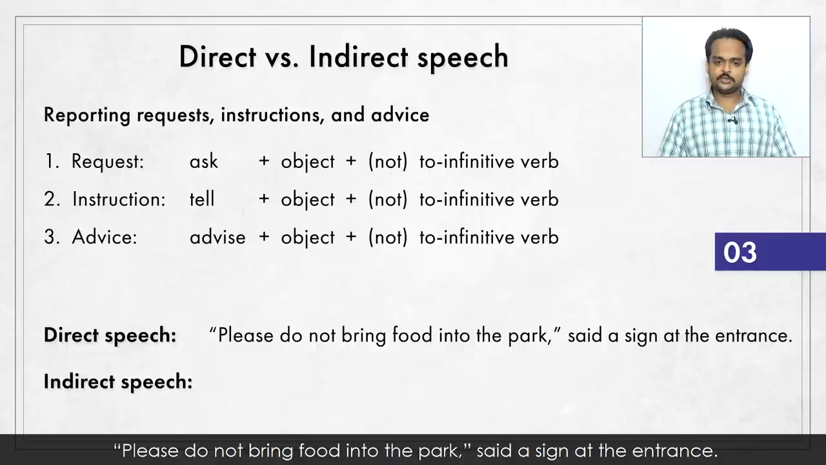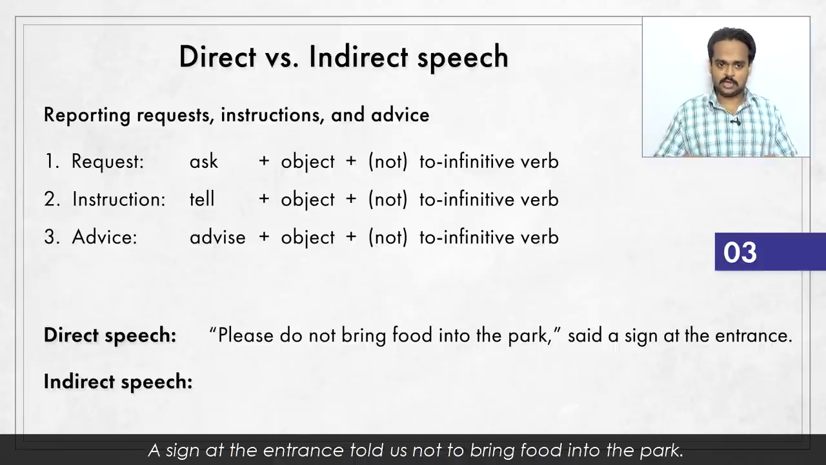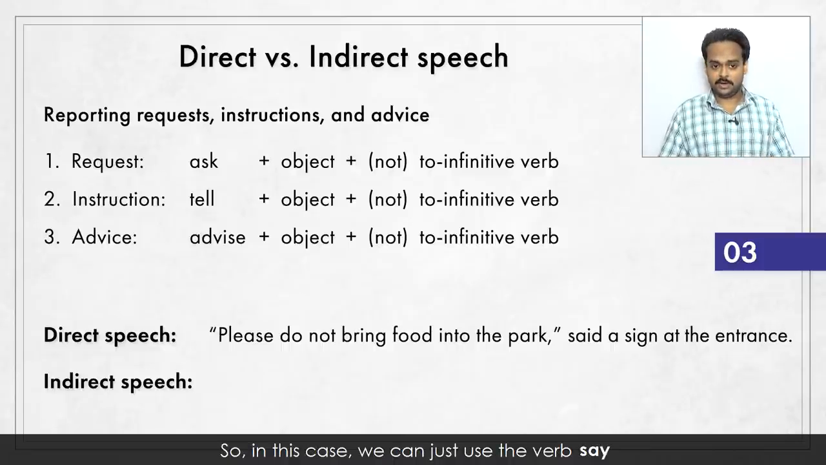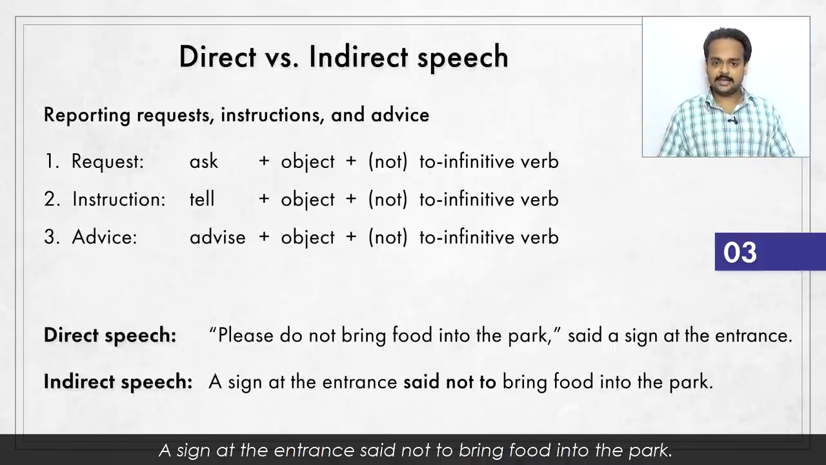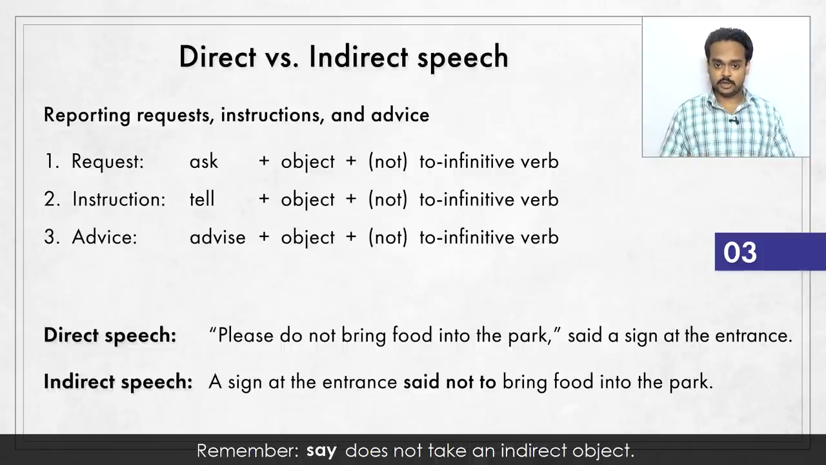Next one. "Please do not bring food into the park," said a sign at the entrance. How would you change it? This is an instruction, and we can say a sign at the entrance told us not to bring food into the park, but it's a general sign meant for everybody. So in this case, we can just use the verb say, as in the direct speech sentence. A sign at the entrance said not to bring food into the park. Because we're using the verb say, there is no object. Remember, say does not take an indirect object.